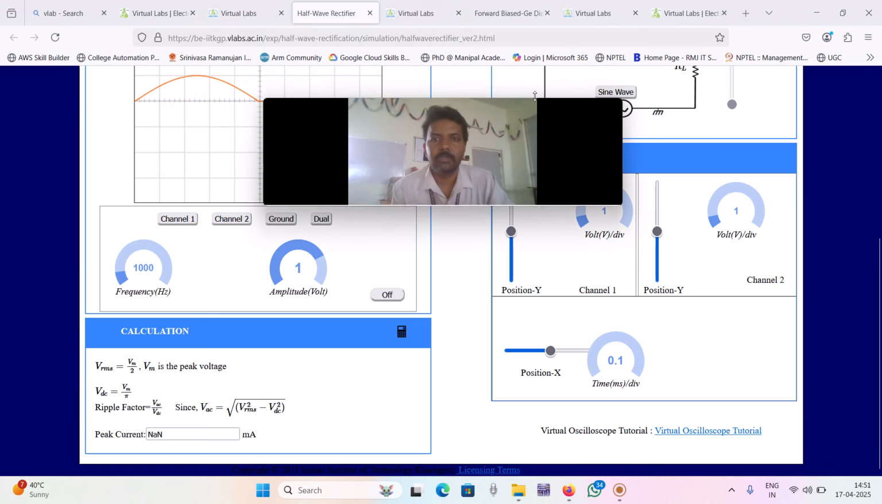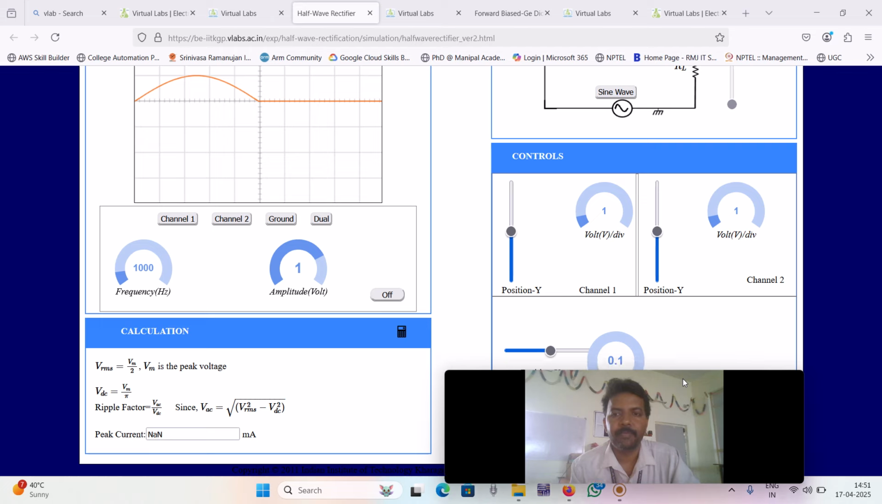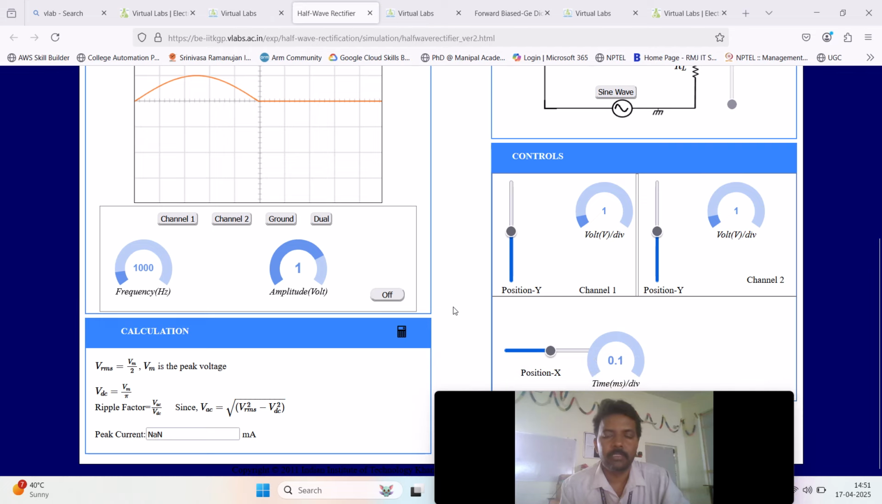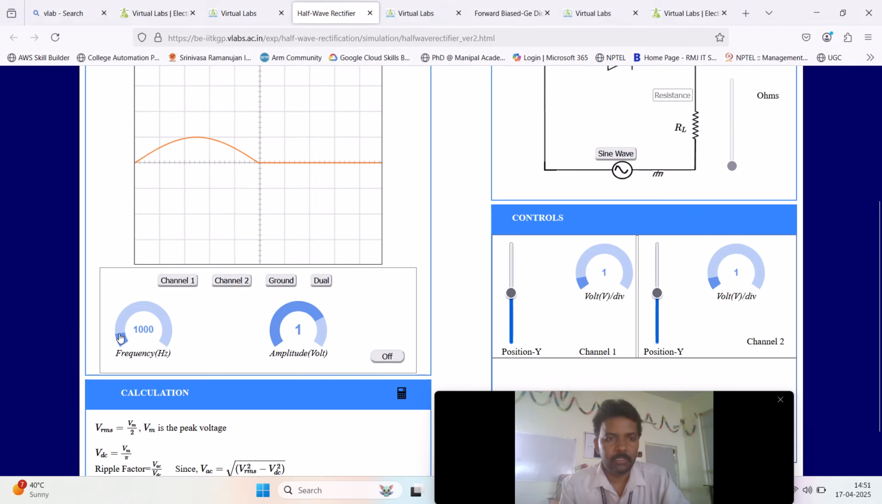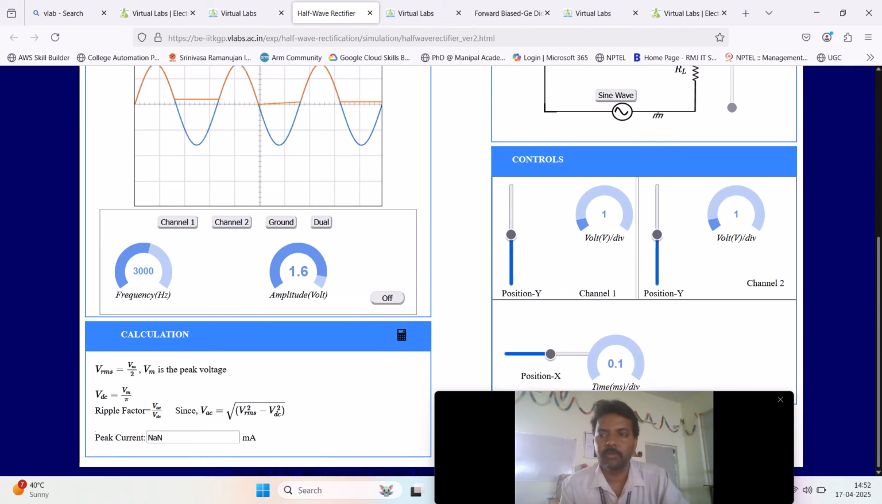If I change this one, just a minute, you can observe the variations in the oscilloscope signal. Here we are changing the frequency, and this one is for varying the amplitude of the output. If I click on this dual option, you can observe both the input and output waveforms. Channel 2 is for only the output and channel 1 is for only the input, and with dual you can observe both the input and the output. So this is the half wave rectifier. You need to take the printout of this one.